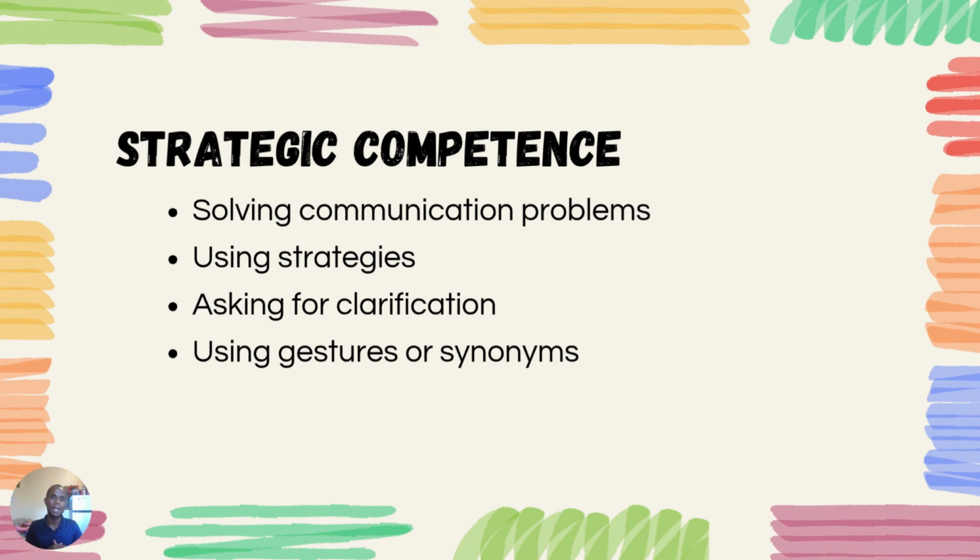Strategic competence is the ability to solve communication problems when they happen. Sometimes learners forget a word or don't understand a message. In those situations, they use strategies to continue communicating. For example, a student may ask, can you repeat that please? Or use another word with a similar meaning.